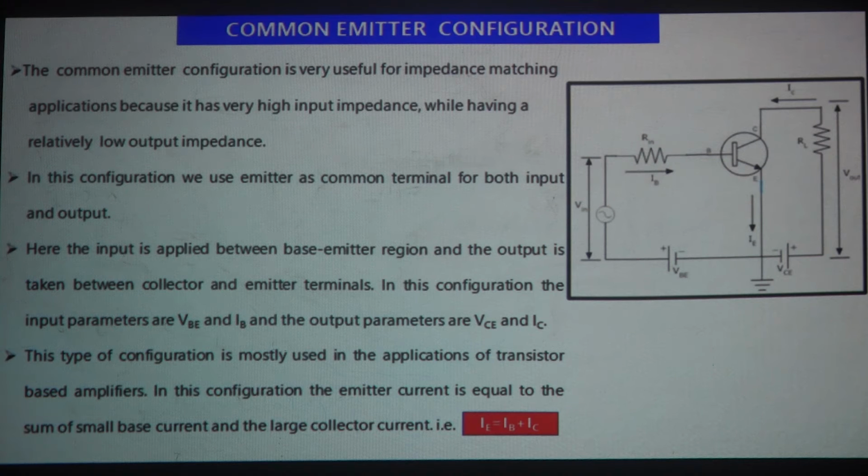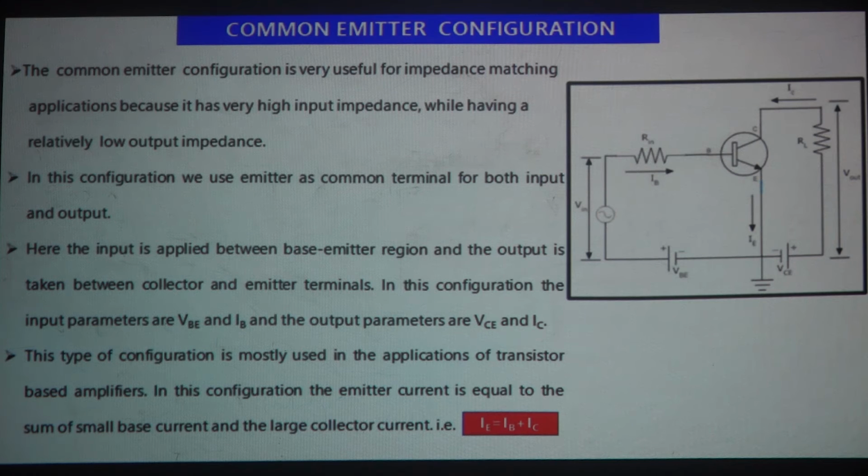In this configuration, we use the emitter as the common terminal for both input and output, just as you saw in the common base configuration and the common collector configuration. Here also the emitter is a common terminal for both input and output. If you see the diagram carefully, the input is applied between the base and emitter region and the output is taken between the collector and emitter terminal.